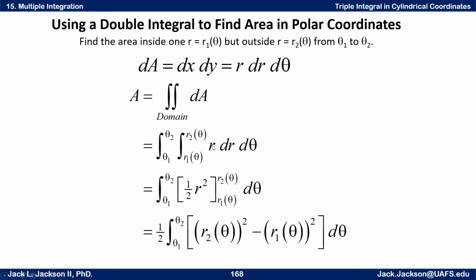Notice if we integrate r, we get an antiderivative 1/2 r squared, evaluate it from the outer radius to the inner radius, and we get 1/2 out front, and here we get outer radius squared minus inner radius squared, both as functions of theta, from theta 1 to theta 2. And that last integral is how we set these up a little bit earlier as a single integral for an area in polar coordinates, an area between two polar curves.